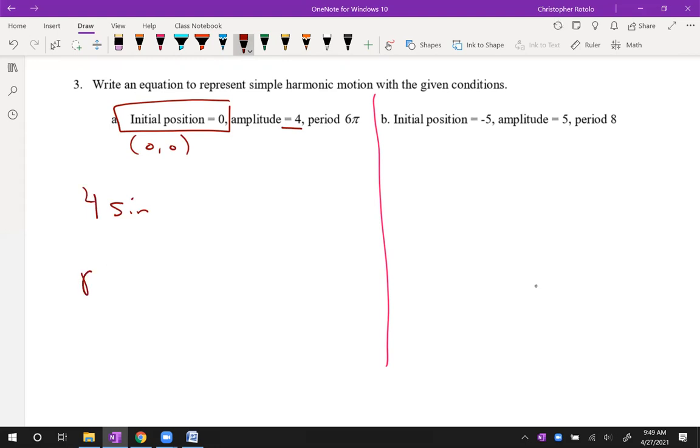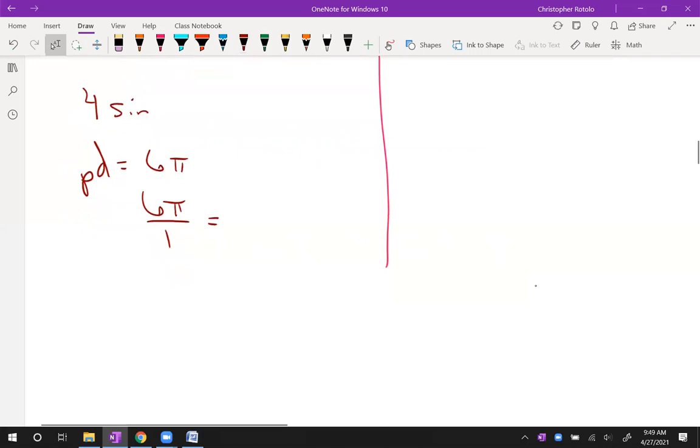Right, and then the next thing they tell us is the period is 6 pi. So that means I have 6 pi over 1. That would have to be equal to the inverse, right? Because the frequency using omega is the inverse of that. So I'm going to use 2 pi over omega so that we can solve. Okay, so here we're using the inverse, because we're trying to get to omega, but frequency is supposed to be 1 over the period.